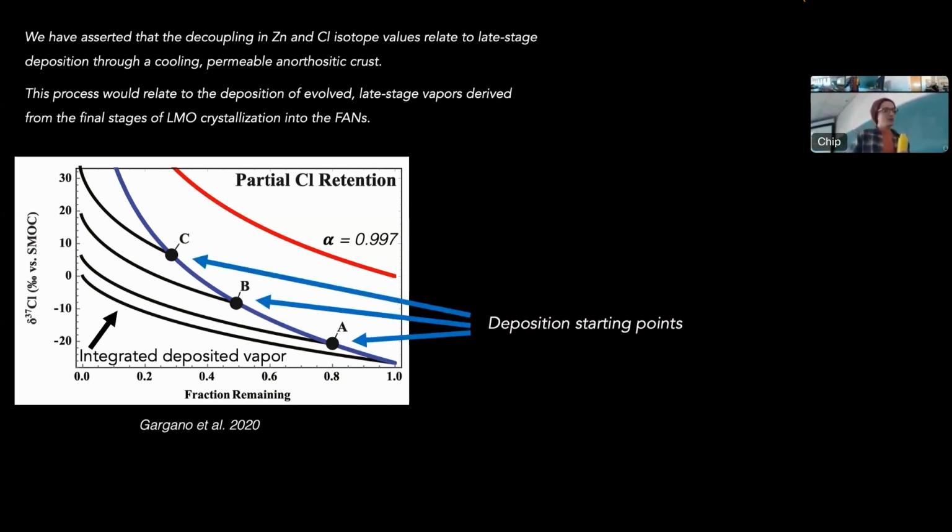So I want to key in on these three points A, B, and C and focus in on this black line here and target it as the integrated deposited vapor from these points. So these points give us a starting point of saying, if the FAN crust cooled at point A, B, and C, and we start collecting that vapor being driven off that residual magma, we can get both these really high isotope values and, more importantly, that relationship of high chlorine contents and isotope values at the same time. So our assertion is that the FANs are recording this very late stage, possibly point C here in this case, integrated vapor deposition from a highly evolved, highly degassed lunar magma ocean.